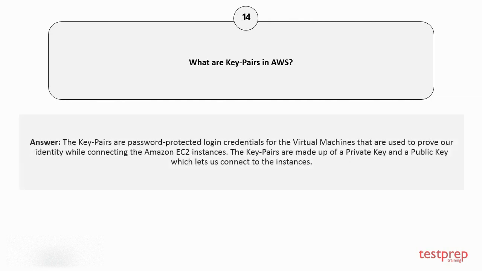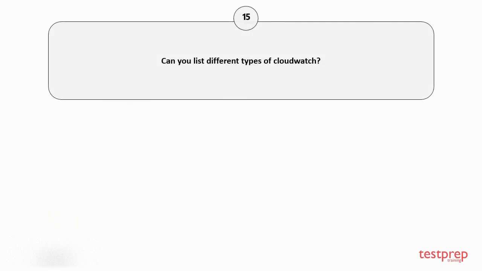Question number 14. What are key pairs in AWS? Your answer is: the key pairs are password-protected login credentials for the virtual machines that are used to prove our identity while connecting to Amazon EC2 instances. The key pairs are made up of a private key and a public key which lets us connect to the instances.